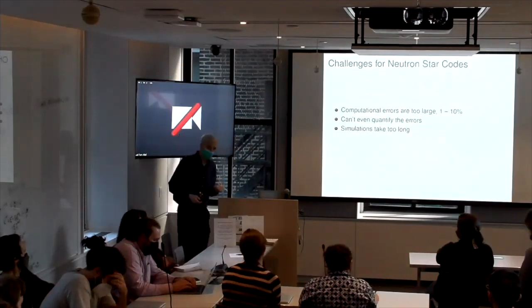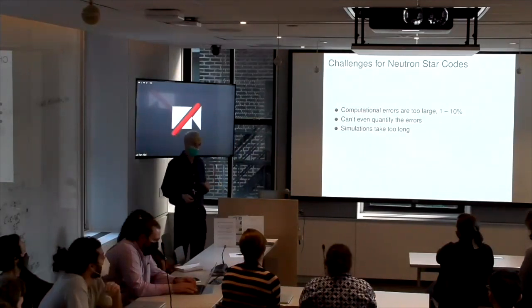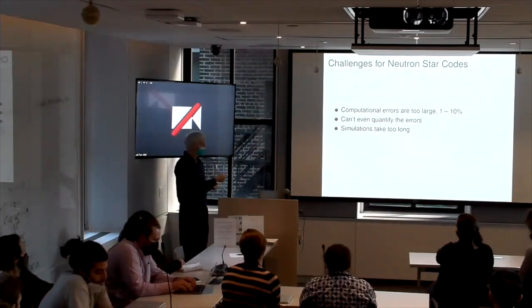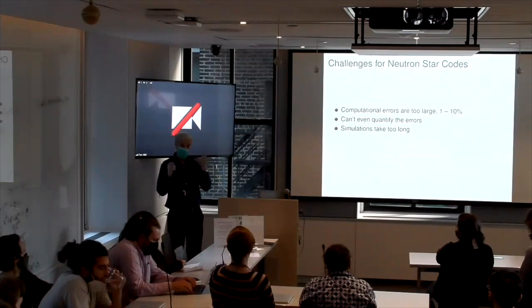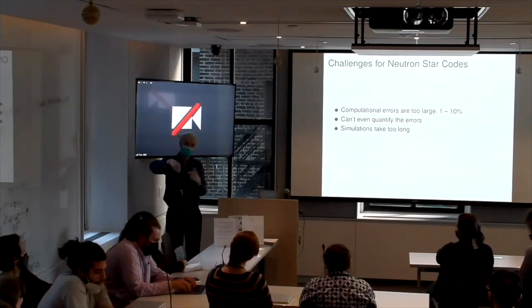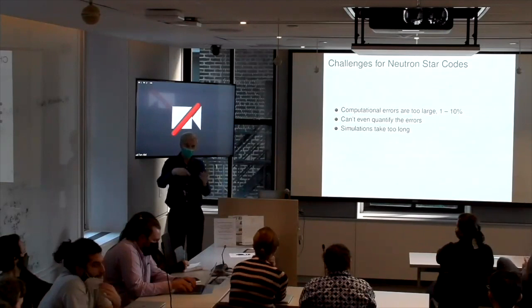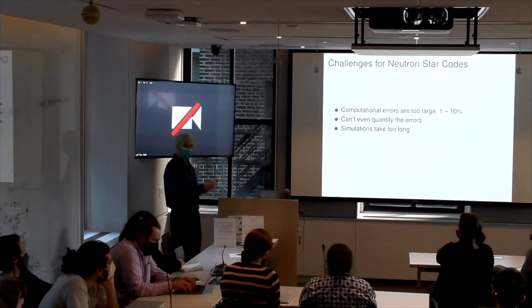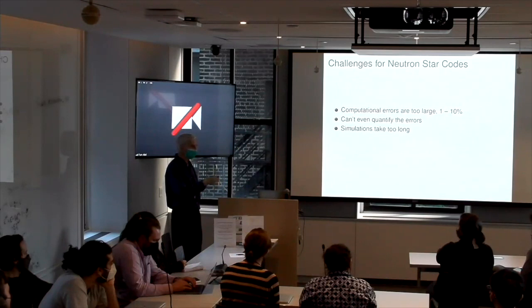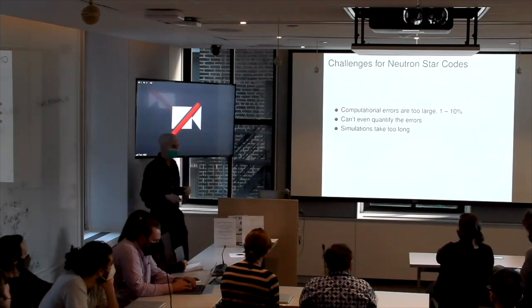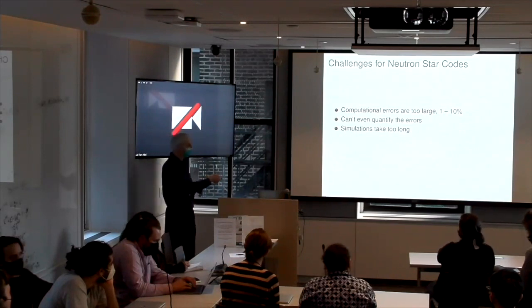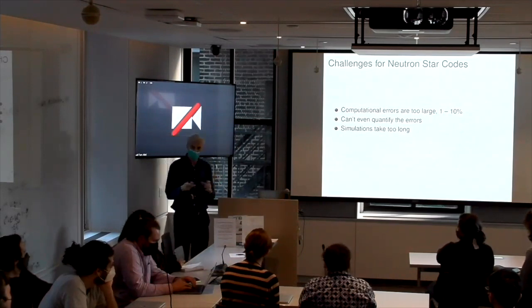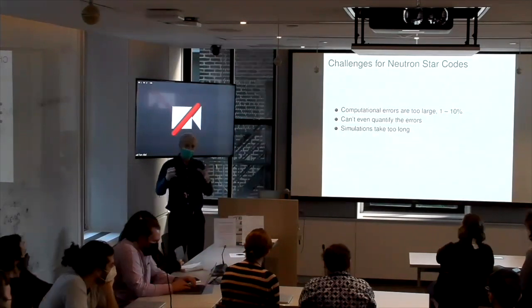Now let's look at neutron stars. There it's even worse. The current computational errors on a typical, say, neutron star merger calculation depend on how optimistic the people are and how big a computer they have access to. Roughly, 1 to 10%. Whatever, 1%.